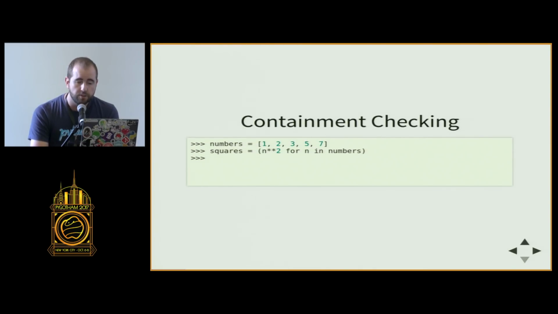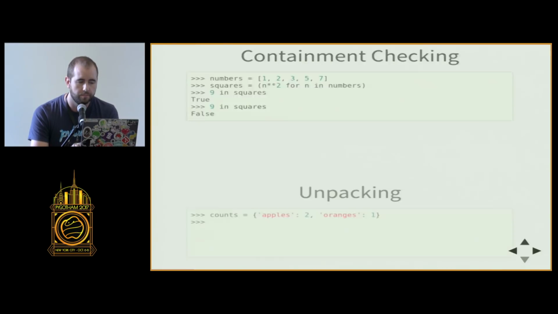Another example, if we ask whether 9 is in this squares generator, we will get true. It is true that 9 is in this generator. If we ask the same question again of Python, it tells us false. 9 is not in this generator. We're going to talk about what's going on here too.